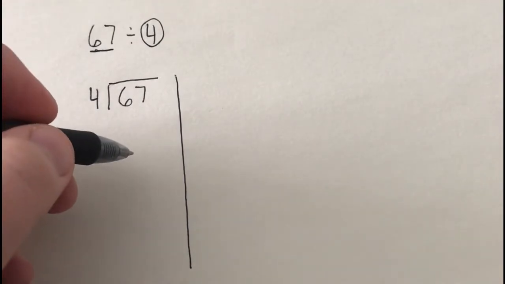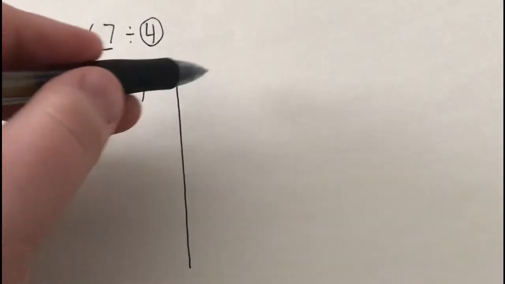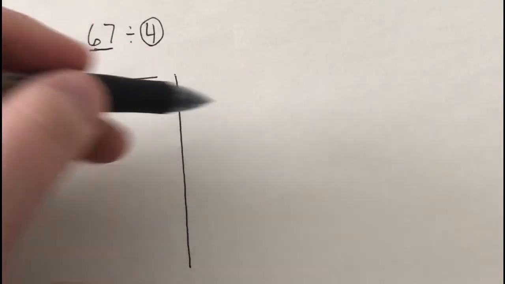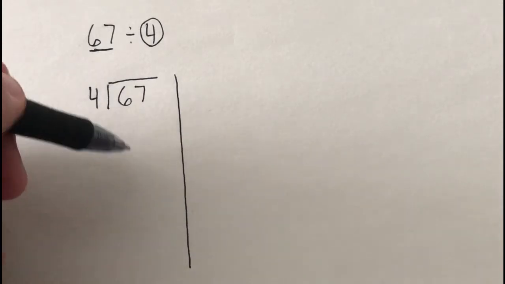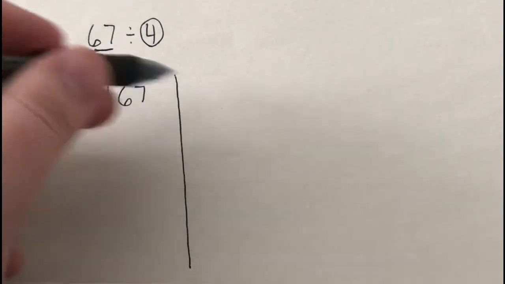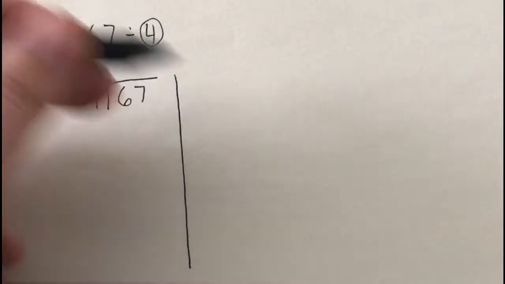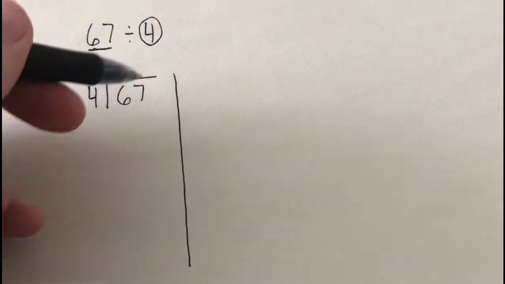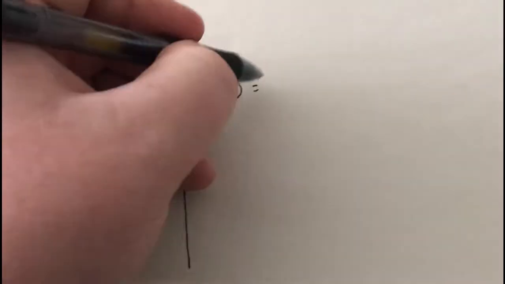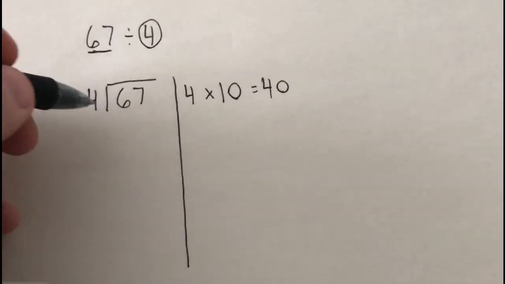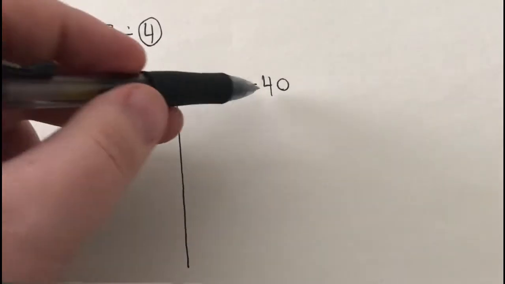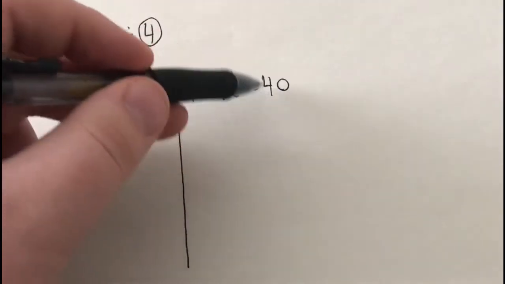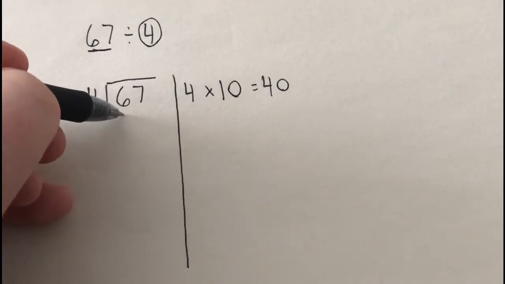Now, with partial quotients, all we're going to be doing is trying to come up with some multiplication facts that we're then going to subtract from our dividend. Okay, and it doesn't have to be exact, just something close. Like, for instance, I know that 4 times 10 is equal to 40. Okay, well, that's a pretty good number, and that's definitely less than 67. So now we have 4 times 10 equals 40, and we're going to take our 40 and subtract it from our dividend.